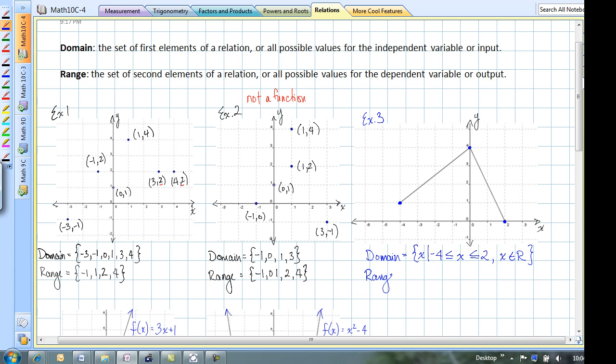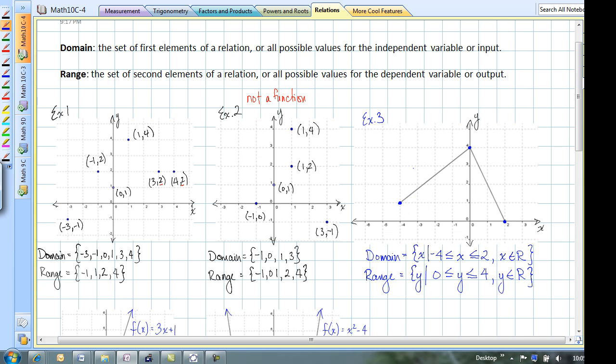Again, similar for range, we're looking at the set of y values such that the smallest possible y value is going to be 0. So then 0 is less than or equal to y, which is less than or equal to, and the maximum y value is 4. And again, because it's a solid line, y is an element of real numbers. If we take a look at this example, we can also ask ourselves whether or not it's a function. If I take a look at every possible x value, is it giving me a different y value? And the answer is yes.